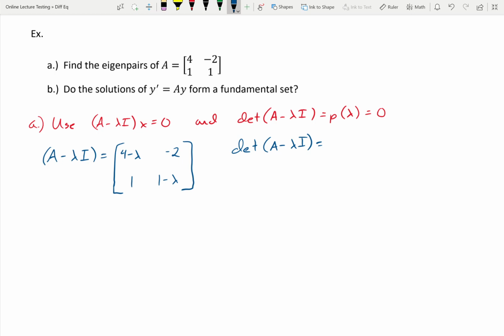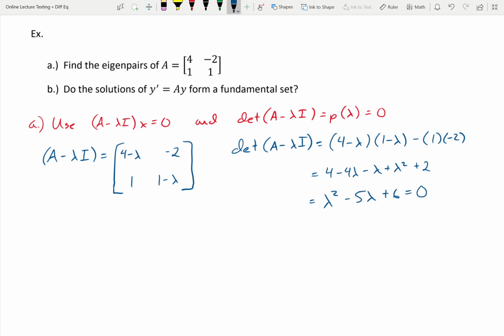When we do that, we're going to multiply by the diagonal. So we're going to get (4 minus lambda)(1 minus lambda) minus 1 times -2. When we multiply this out, we are going to get 4 times 1, which is 4, minus 4 lambda, minus 1 lambda, we can just write that as lambda, and then plus lambda squared plus 2. So this becomes lambda squared minus 5 lambda plus 6, and we want this to equal 0.